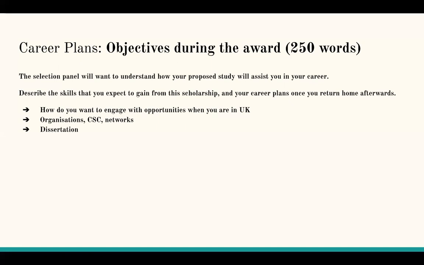Try to write that. And the second line, if you see in the question, it says, describe the skills that you expect to gain from this scholarship and your career plans once you return home afterwards. So a smart thing to do is, if you don't have enough words, you can actually use one paragraph to tell everything you want to do during your stay, like the networking and all of that.